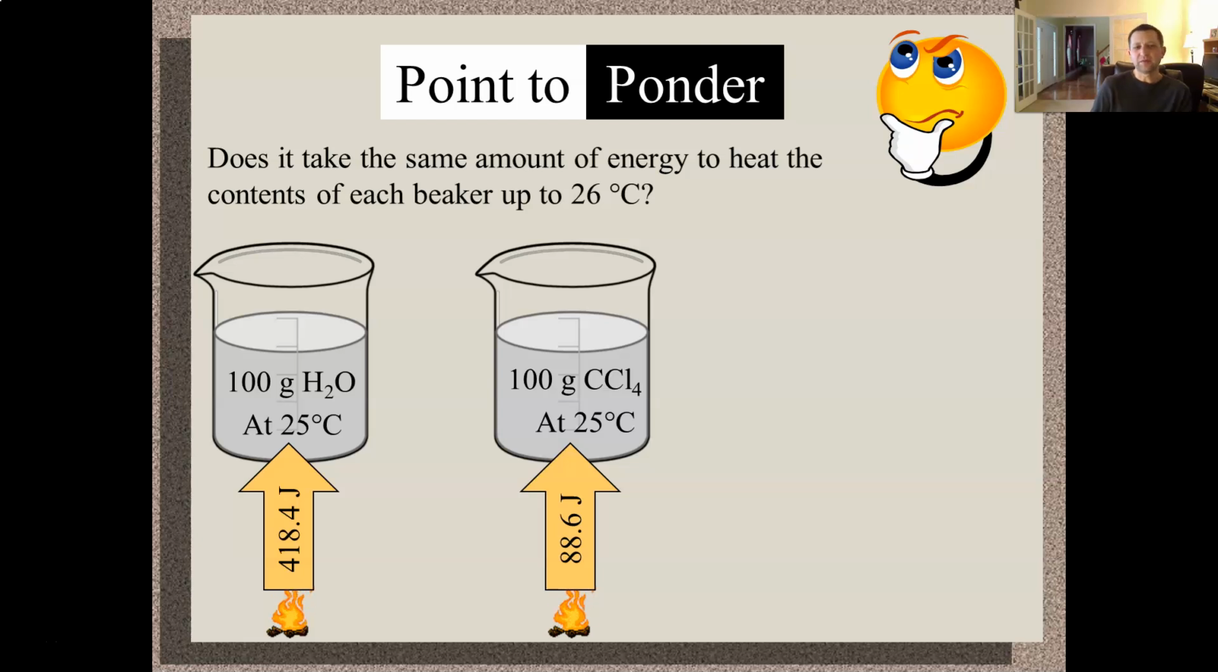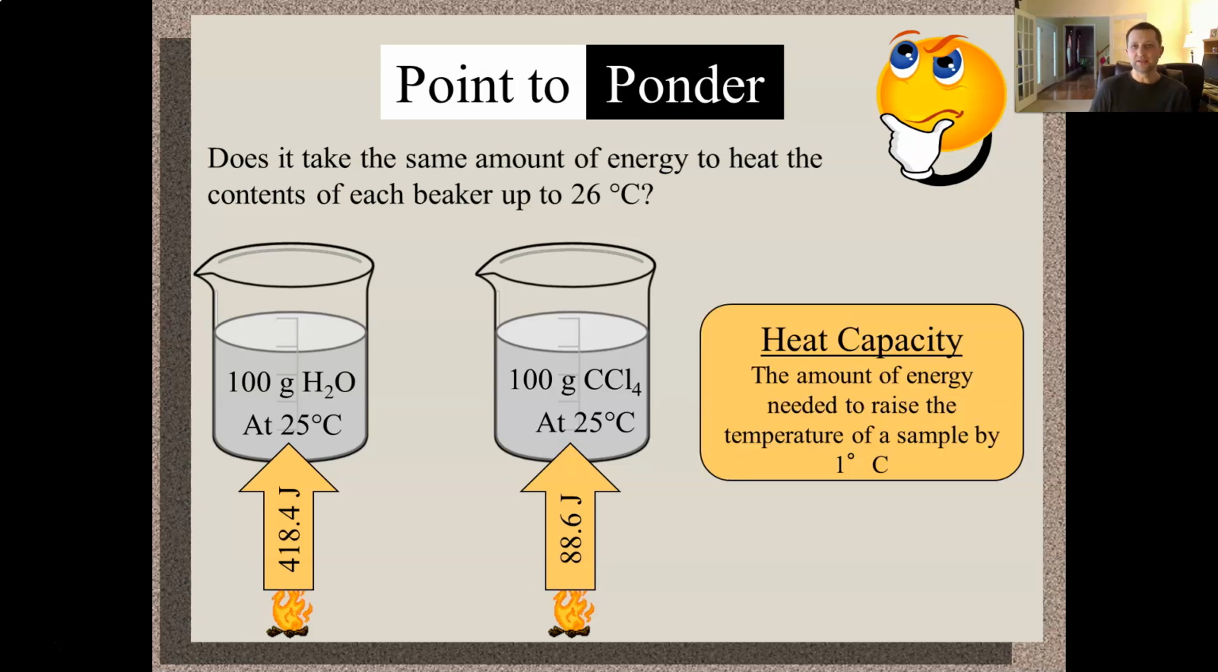So in order to get the particles in water to move around faster, which is what happens as you go from 25 to 26 degrees, we have to increase that average kinetic energy. It takes a little bit more work for that to happen because that hydrogen bonding that water has is so strong. With carbon tetrachloride, that London dispersion force overall is a weaker intermolecular force, so it doesn't take quite as much energy to get those particles moving a little bit faster and get that kinetic energy to raise a little bit to go to 26 degrees Celsius.